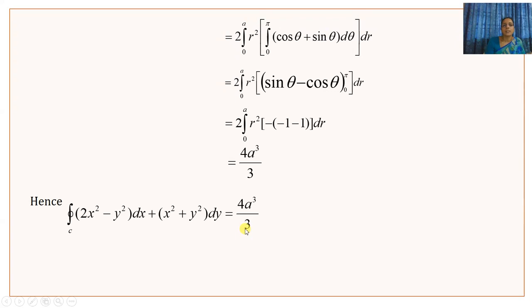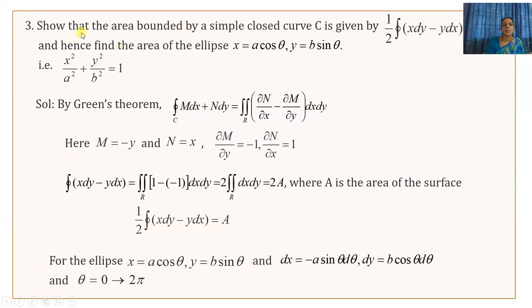So this is how we have to evaluate line integrals using Green's theorem. And one more example which is based on Green's theorem. Show that the area bounded by a simple closed curve C is given by 1/2 times the integral of (x dy − y dx) along a closed curve, and hence find the area of the ellipse x = a cos θ, y = b sin θ, that is x²/a² + y²/b² = 1, which is the equation of the ellipse in Cartesian form.